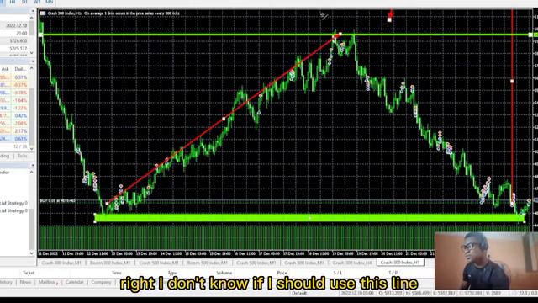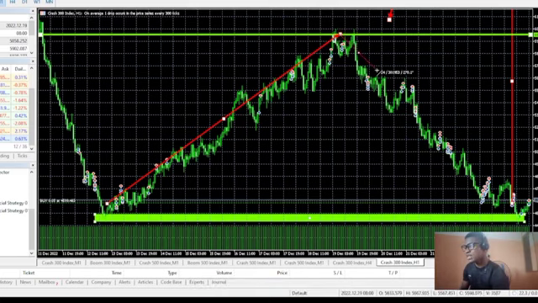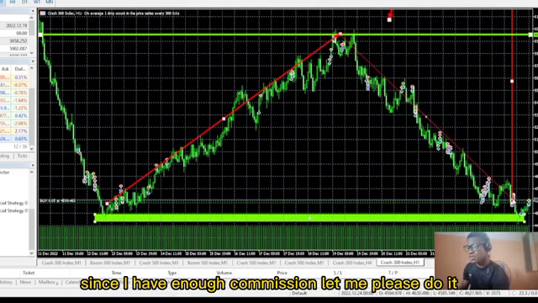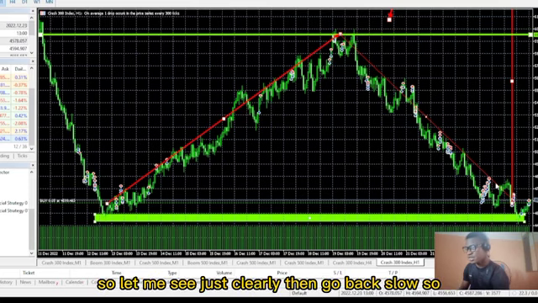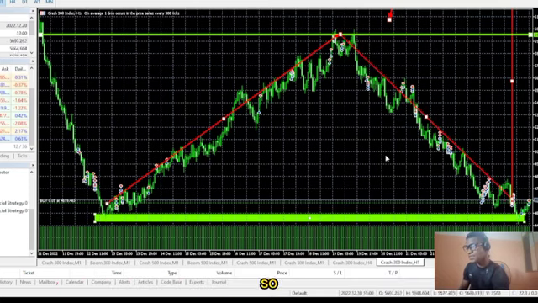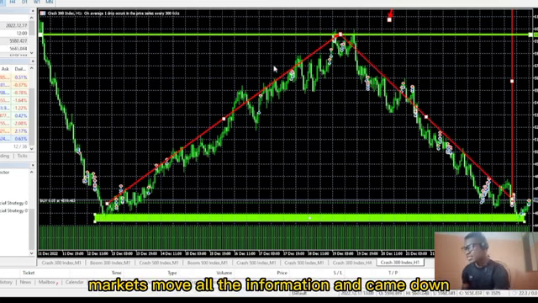I don't know if I should use this line. Let me use this trend line to draw another line downside. So it's another formation. Let me increase the weight so you can actually see the chart clearly. So you see now we had a V formation right here. Market moved in the V formation and came down.